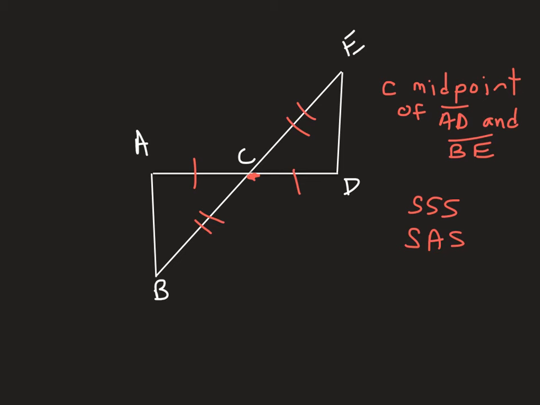Well, I don't know anything about this third side as far as the length goes. So that's probably not going to be side, side, side. What I'm looking for is a side, angle, side. If I'm looking at this, I have a side, and then here's the angle, and this is another side. So if I could show that this angle is congruent to this angle, then I would be done, because I would have that side, angle, side pattern.